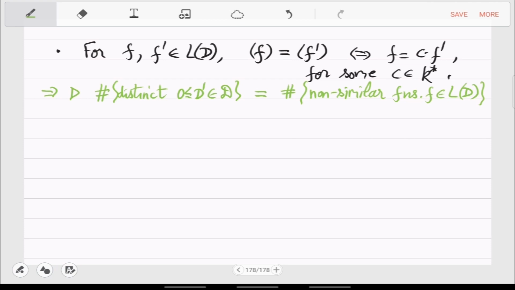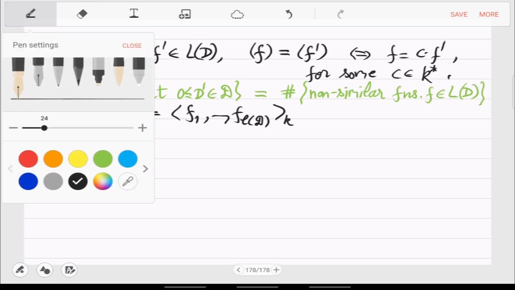So what's the count? Let's look at the L(D) sheaf. It has F1 to F l(D) as a basis, and it's a small k vector space. So it has these basis elements. How many non-similar functions can you find here? Are all of L(D) non-similar? Oh, I shouldn't have said infinitely many functions. It's a finite dimensional vector space and the field small k is also finite. So I need the exact count. The exact count comes out to be this.